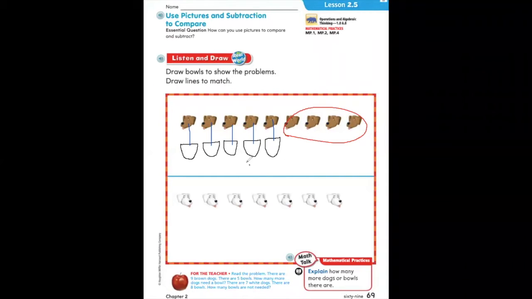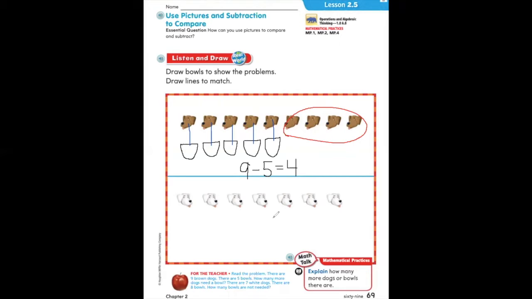9 is our total number of dogs. 5 is the number of dogs that have a bowl. Our answer is the number of dogs that need a bowl. We counted 4. Read the subtraction sentence with me. 9 minus 5 equals 4.